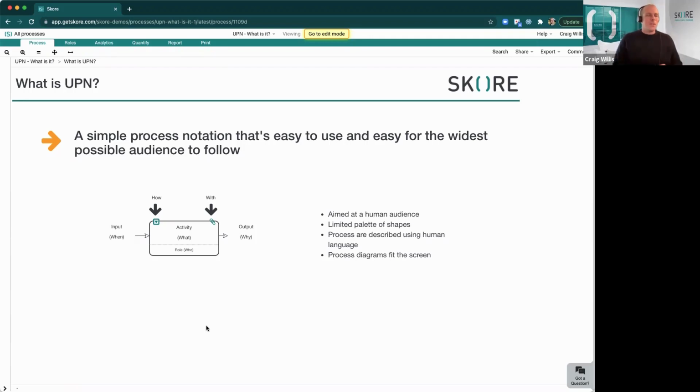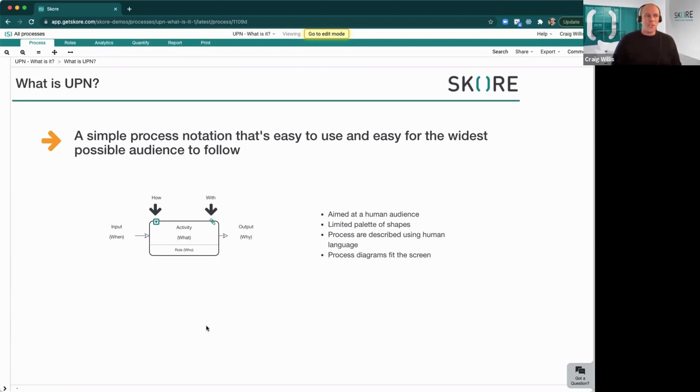Some of the simple things around it: it's very much aimed at a human audience and a very wide audience. It's not specifically for a technical audience. It has a very limited palette of shapes, and it doesn't enforce any sort of color schemes or anything like that. Obviously, when you're using Skore to define processes, you can add things like icons and colors if you want to, but that's not a core part of UPN.